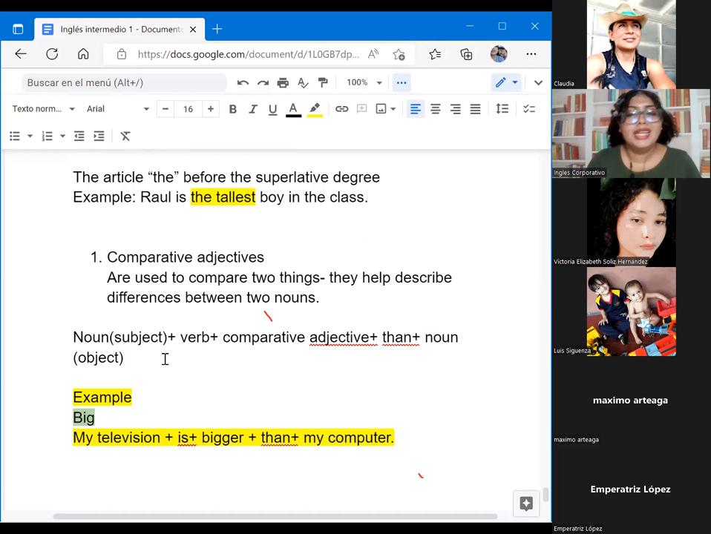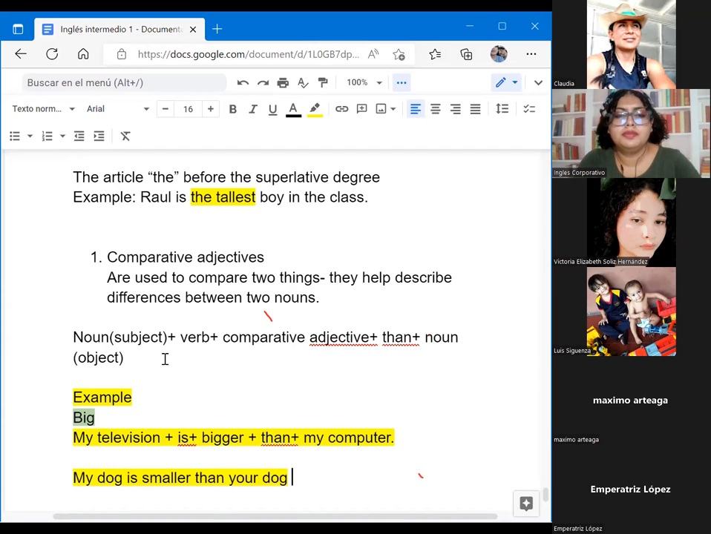So we are going to see, we need a subject. For example, my dog is, let's see, we need an adjective in this case, is smaller than your dog. My dog is smaller than your dog.